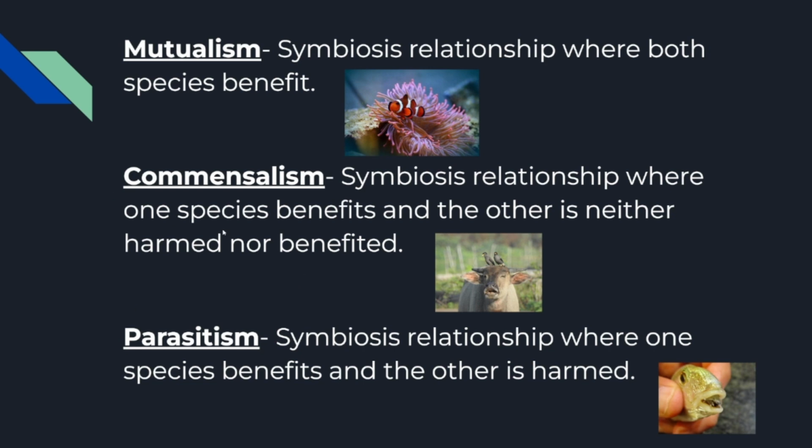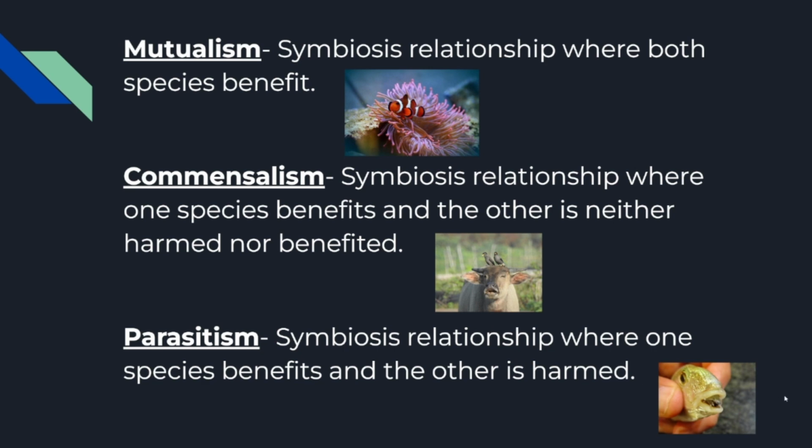The second form of symbiosis is commensalism. It's a symbiosis relationship where one species benefits and the other is neither harmed nor benefited. In this case, the ox right here is benefited while the birds are not benefited or harmed, because the birds warn the ox that there are predators coming. So the ox benefits while the birds do not gain anything from it, but they do help out the other species.